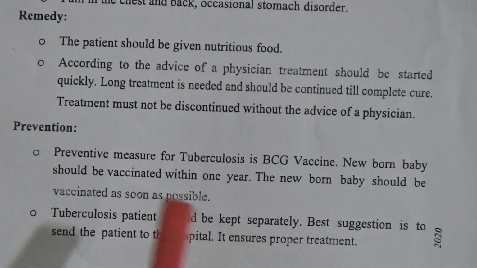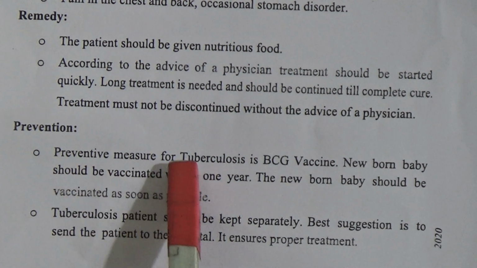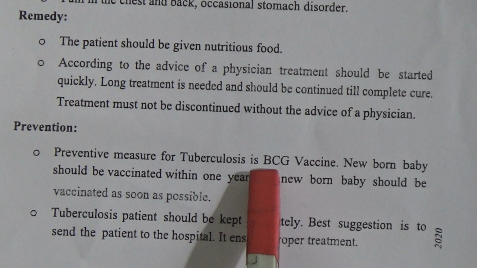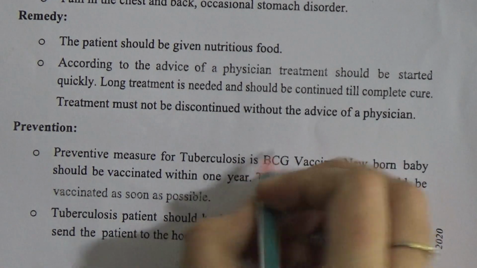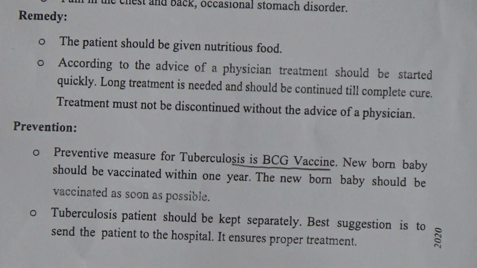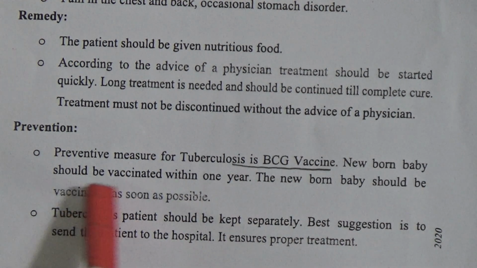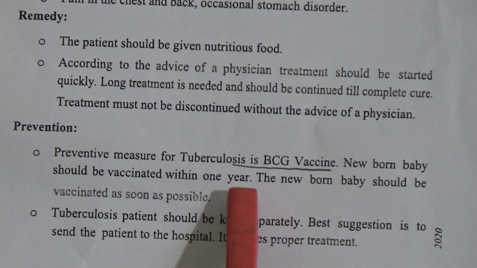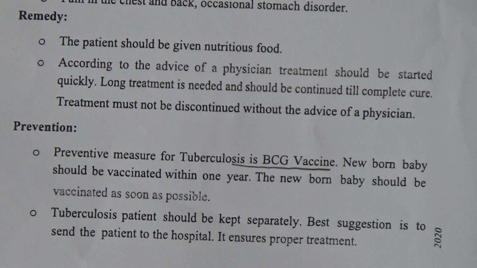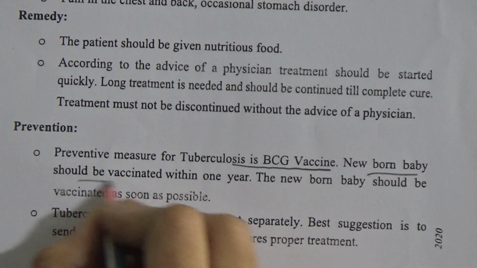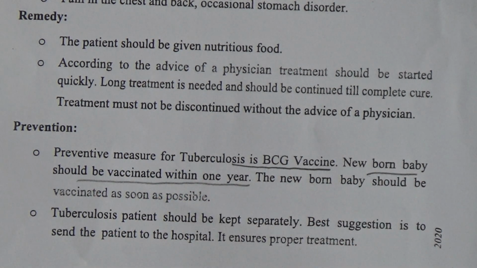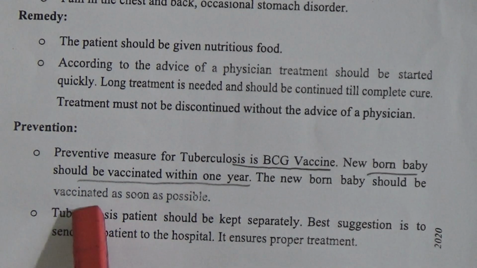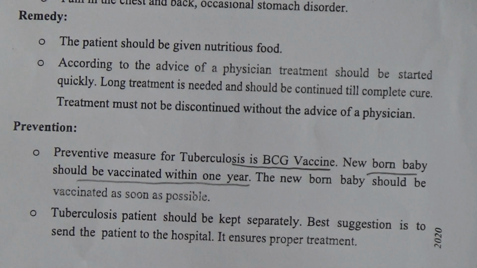Prevention. The preventive measure for tuberculosis is the BCG vaccine. A newborn baby should be vaccinated within 1 year, and as soon as possible.